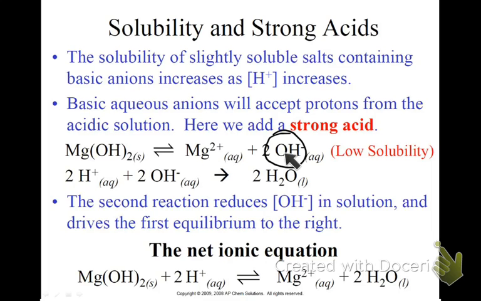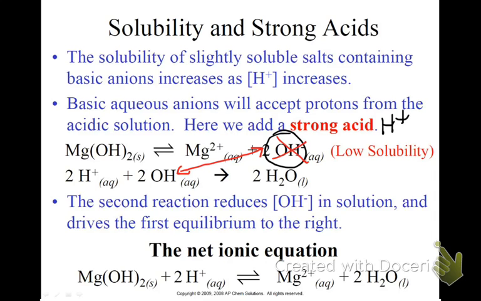The reason is, if we look down here, when we add a strong acid, which remember is something that completely dissociates, it produces those H+ ions. Those H+ ions that we add are going to react with those hydroxides. So let's move that arrow. The 2H+ is going to react with those hydroxides to produce water. So essentially, when we add those H+ ions, we are eliminating some of this hydroxide.